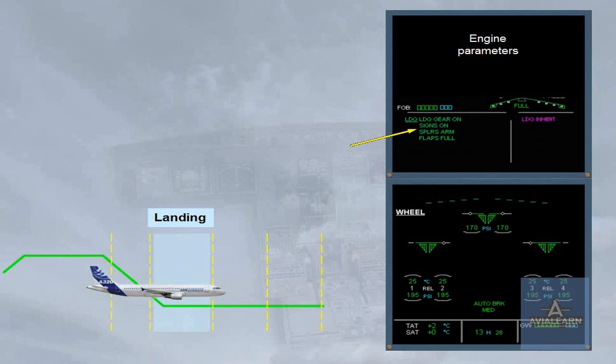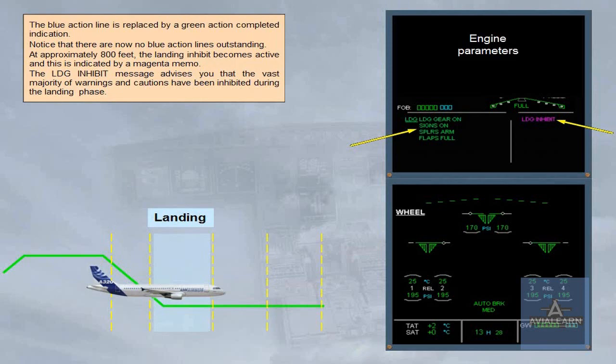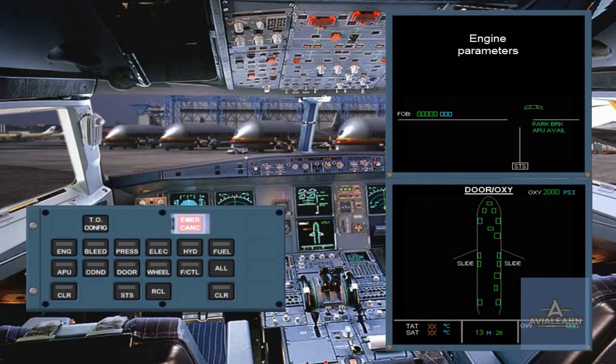At approximately 800 feet, the landing inhibit becomes active, and this is indicated by a magenta memo. The landing inhibit message advises you that the vast majority of warnings and cautions have been inhibited during the landing phase. At engine shutdown, the ECAM door oxy page is automatically recalled, so that you can check slide disarming.